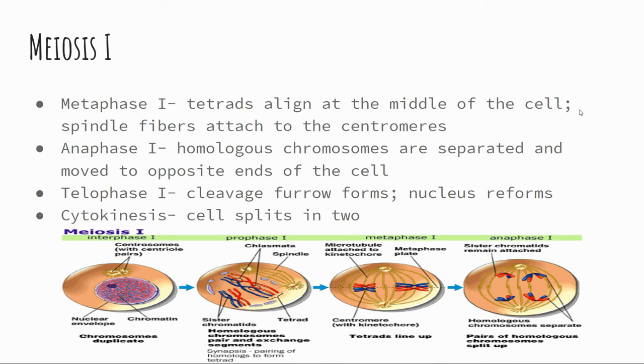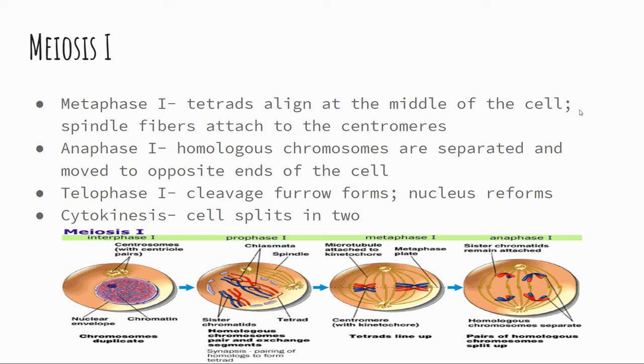All right, continue on with meiosis 1. You have metaphase 1, anaphase 1, telophase 1. All the things that happen in metaphase, anaphase, and telophase are the same as what we learned with mitosis. In metaphase, tetrads are going to align across the middle of the cell. Spindle fibers will attach to the centromeres. In anaphase, the homologous chromosomes are going to be separated by the spindle fibers pulling them apart. In telophase, the cleavage furrows are going to begin to form, and the nucleus is going to begin to rebuild. Cytokinesis is, of course, the cell splits into two.